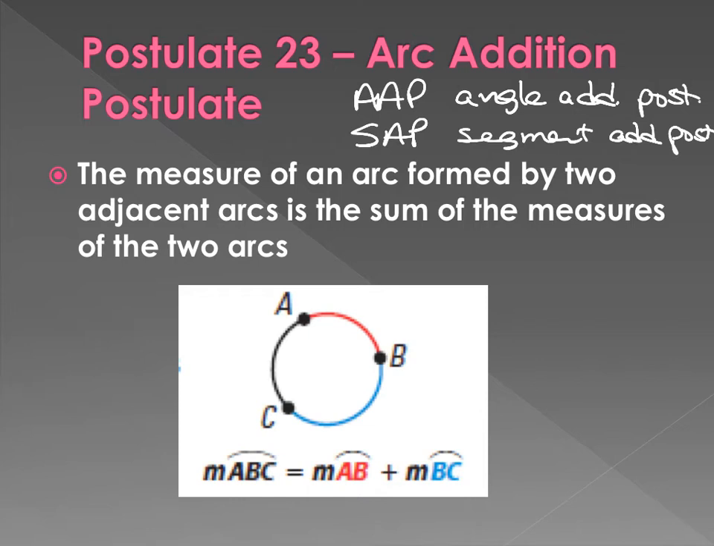Here it says the measure of an arc formed by 2 adjacent arcs is the sum of the measures of the 2 arcs. So all this is saying is if I wanted to find out how big ABC was, and I knew what AB was, I could add it to BC, and then that would give me ABC. So they have to be 2 adjacent arcs in order to do this. They have to be right next to each other.